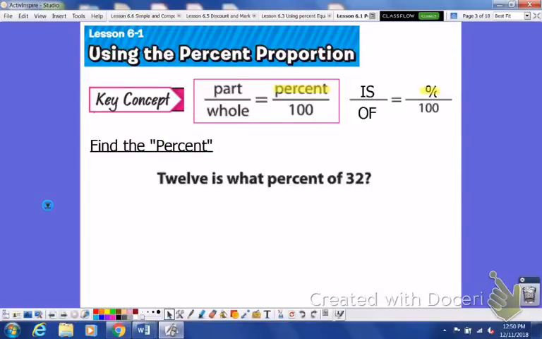Alright guys, so nice real quick lesson here today. We only have 3 problems. We are going to be working with our percent proportion. Remember, proportion meant we had a fraction equal to a fraction.